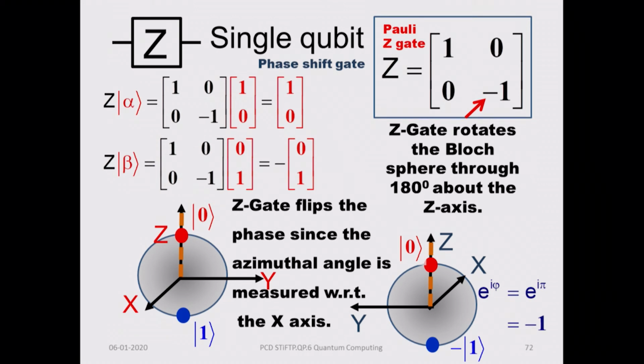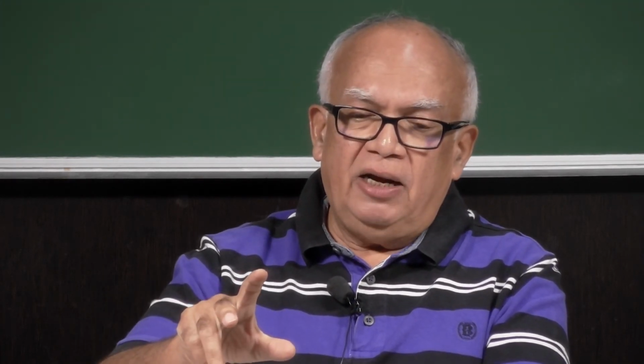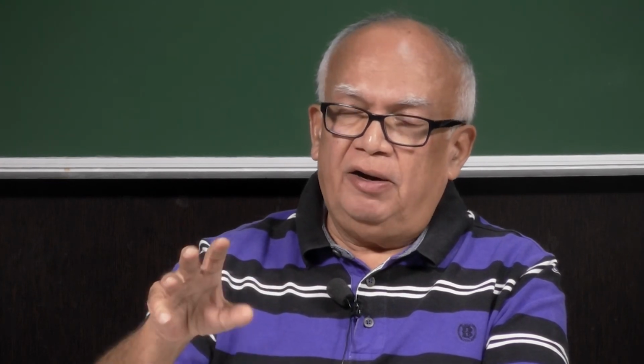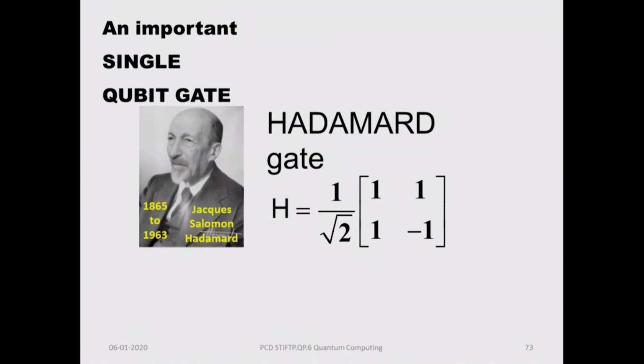So, as a result of this, there is a minus sign when you operate on the state beta, which is a 0 1. Okay. So, this is the Pauli Z gate. Now you have a fair idea of what the quantum gates are. Basically you see that they are manipulating the qubits, moving them around on the Bloch sphere, and depending on what end result you want, you are going to use an appropriate quantum gate or combinations thereof, as you would do in digital electronics also.